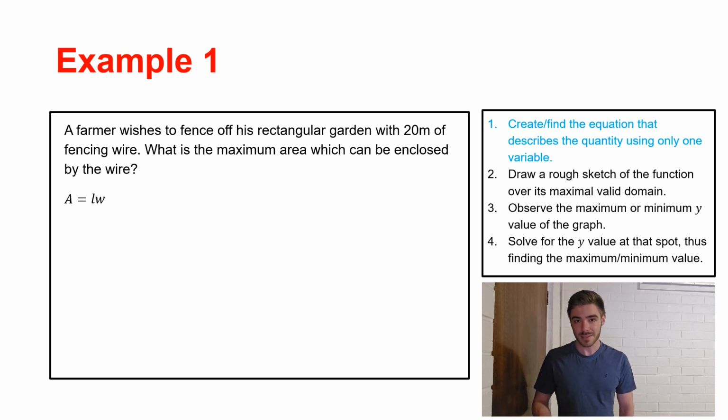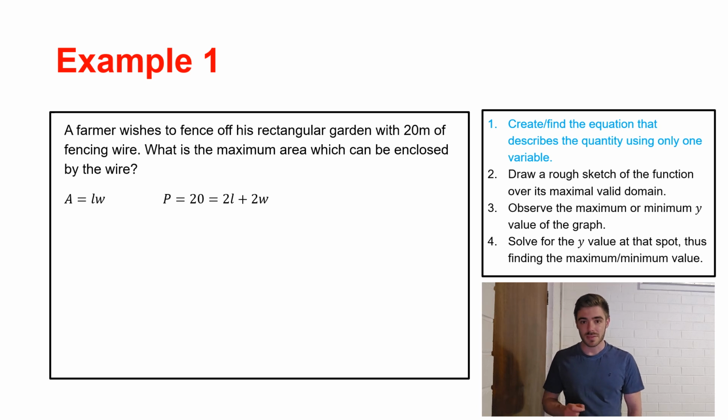And this is going to come from the fact that the total amount of wire, the total perimeter of our shape, has to be 20 meters. The perimeter of any rectangle is just the sum of all of its edges. So our total perimeter of 20 meters is going to be 2 times L plus 2 times W.